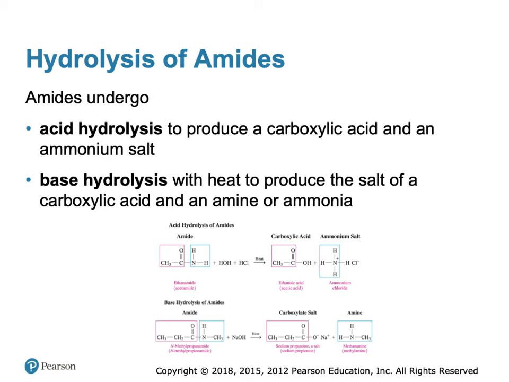When they undergo acid hydrolysis, the products are a carboxylic acid and an ammonium salt. When they undergo basic hydrolysis, they produce the salt of the carboxylic acid and an amine or ammonia. So again, acid hydrolysis, we're forming a carboxylic acid, and you get the ammonium salt or the amine salt. If you have a base doing the hydrolysis, you're going to get the carboxylate salt and an amine.